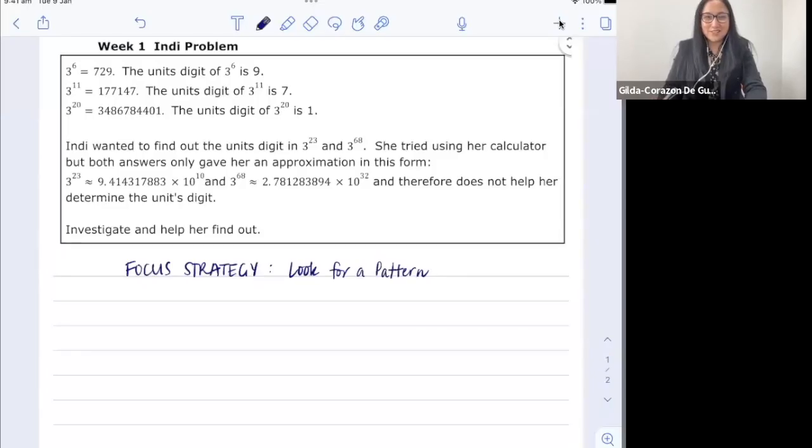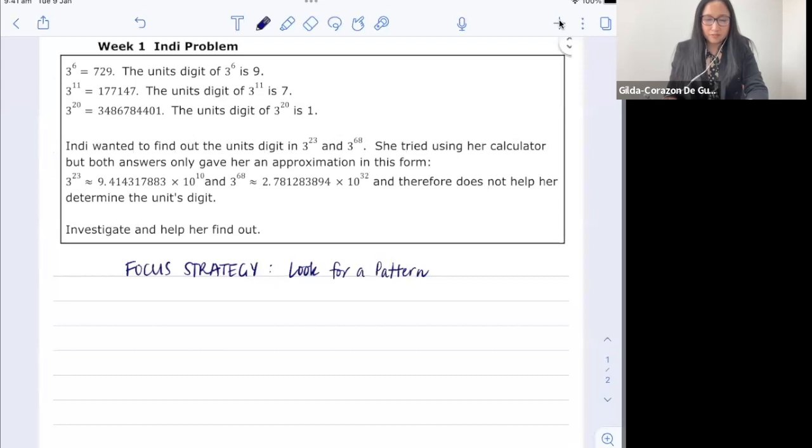Hello, everyone. So we've got our problem of the week. It says 3 to the power of 6 is equal to 729. The units digit of 3 to the power of 6 is 9. 3 to the power of 11 is 177,147, and the units digit of 3 to the power of 11 is 7. And when you have 3 to the power of 20, the units digit of that is 1.